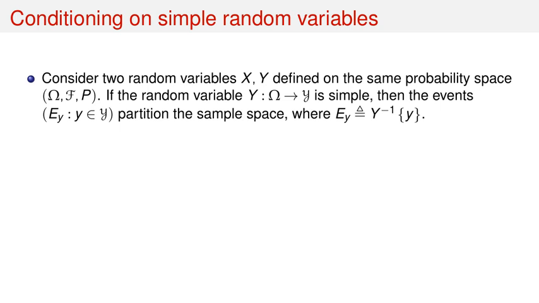Let's revisit conditioning on simple random variables to tie things together. Consider two random variables x and y on the same probability space. If y maps omega to a simple set script y, then the events e sub y, defined as y equals y, partition the sample space.